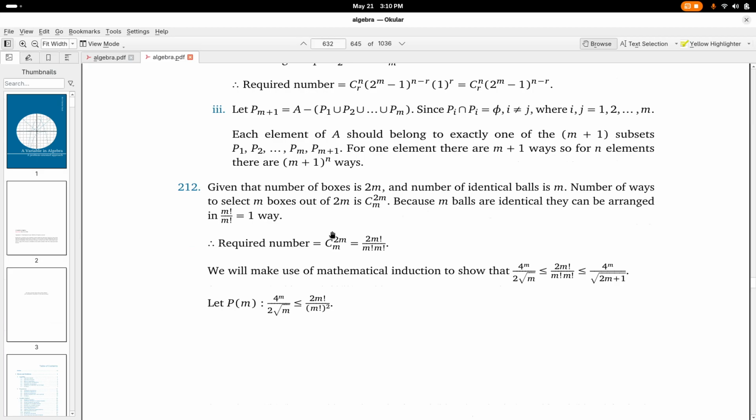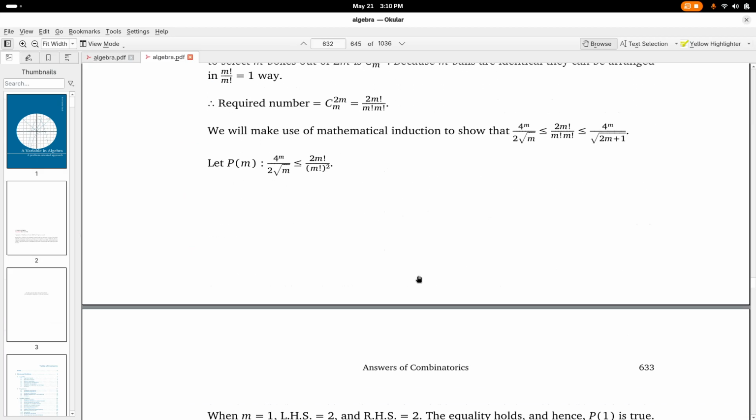So the required number is 2mCm, that is 2m factorial by m factorial multiplied by m factorial. Now we will use mathematical induction to show that 4 to the power m divided by 2 square root of m is less than or equal to 2m factorial divided by m factorial multiplied by m factorial, which is less than or equal to 4 to the power m divided by square root of 2m plus 1.